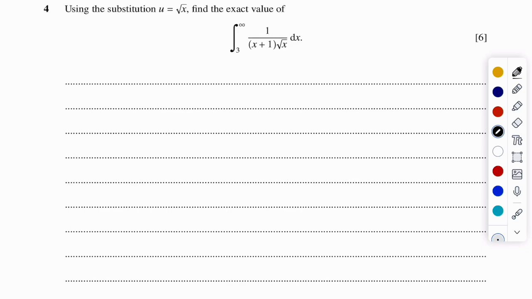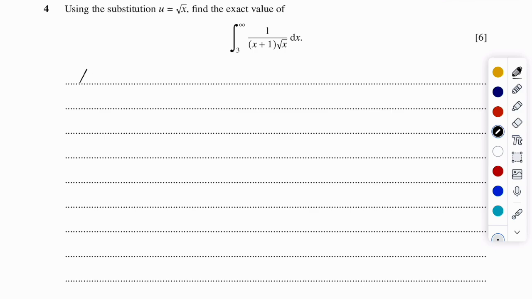Alright guys, for number 4, it says the following. It says, using the substitution u is equal to root x, find the exact value of this integral. And this integral is between infinity and 3, of 1 over x plus 1 times root x dx. Right. So, they've helped us out.